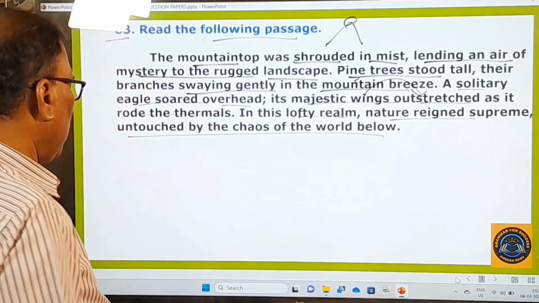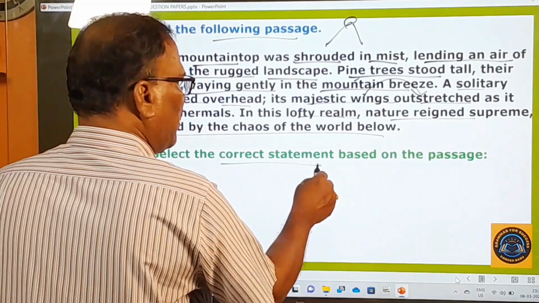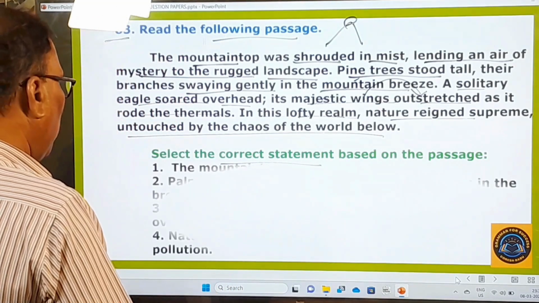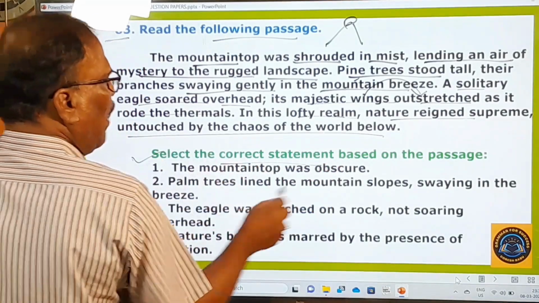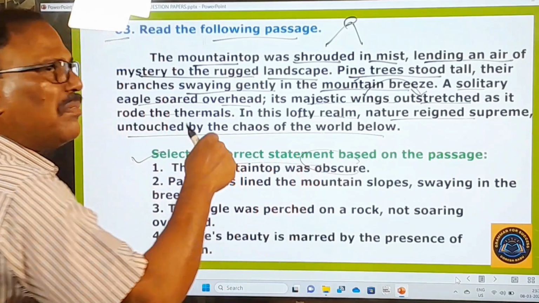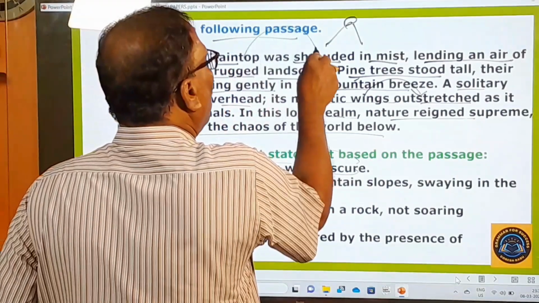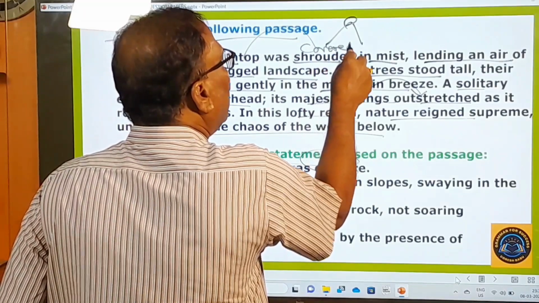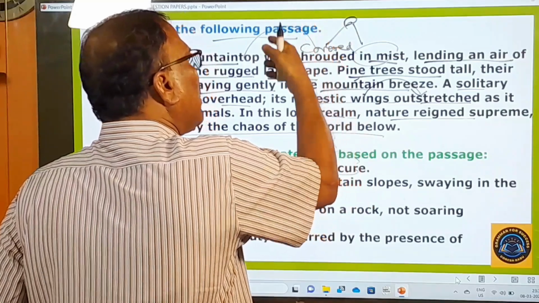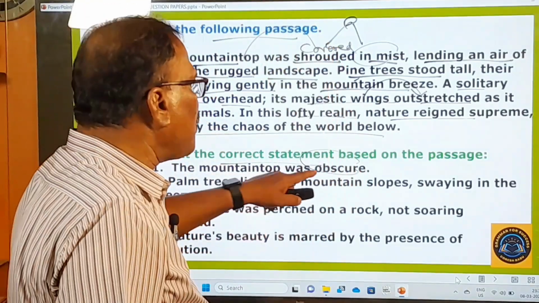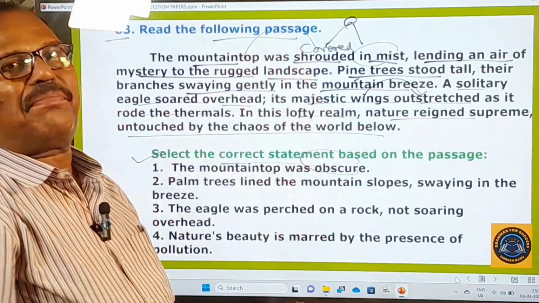And now let us look at the question. Select the correct statement based on the passage. The mountain top was obscure. Yes, the very first one is the right one. Obscure means not transparent, not clearly seen, because the top was shrouded, covered in mist. Whenever the mist or fog is falling, you cannot see the mountain top. That is obscure. Obscure means not clearly seen, not visible.